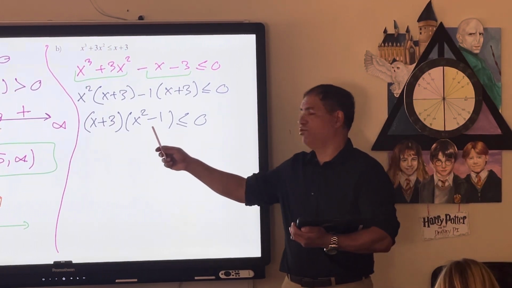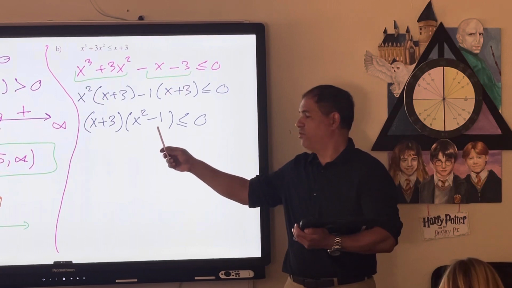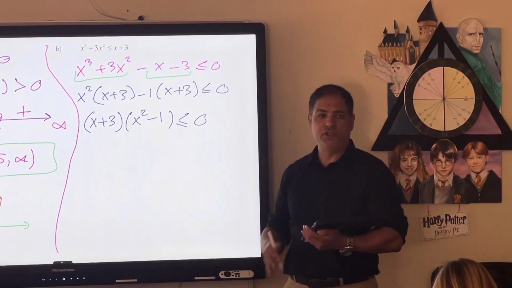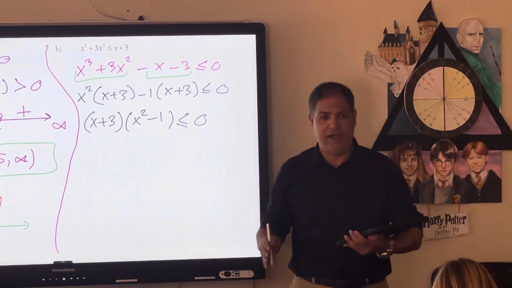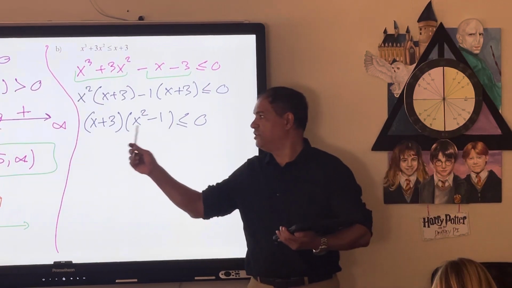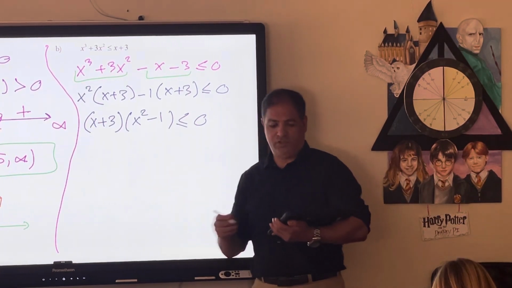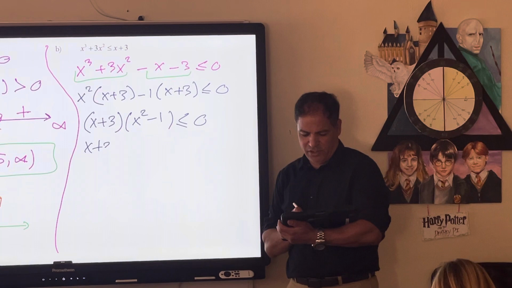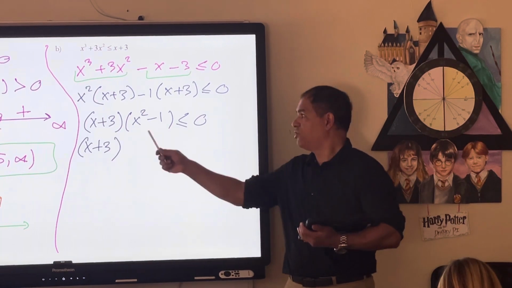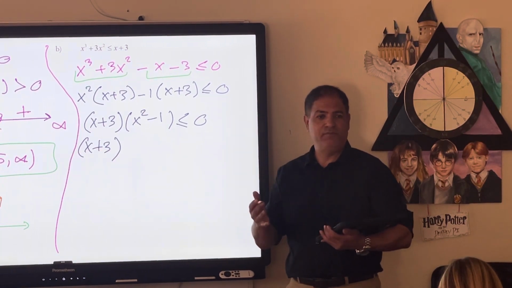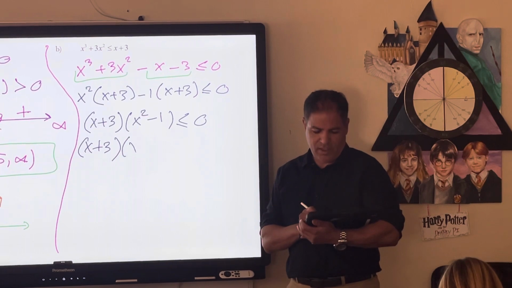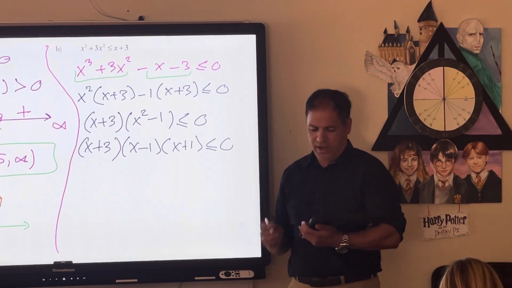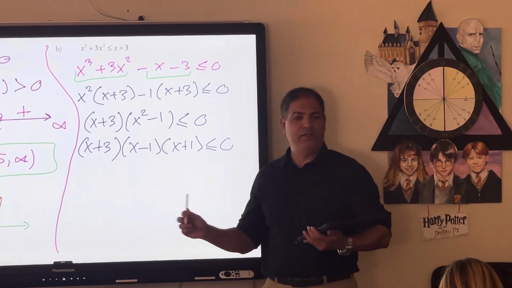Now, I saw some of you using the square root property to solve this, which is fine as long as you know what you're doing. It would be easier actually if you just factor completely. So it's going to be x plus 3, and x squared minus 1 factors to x minus 1 times x plus 1. Good. Now we're ready for the what?